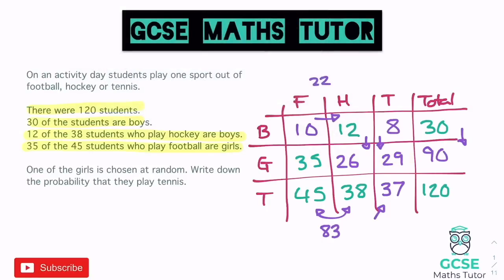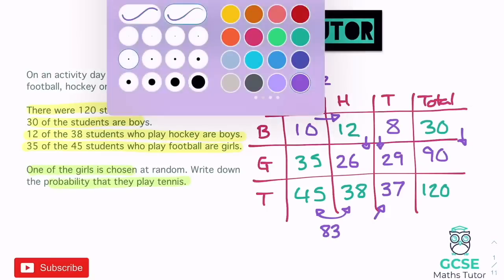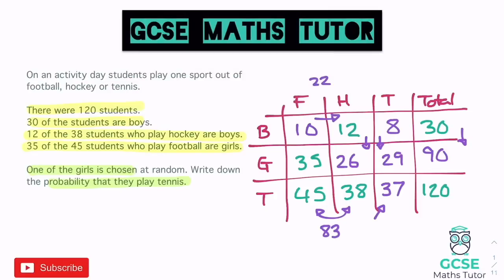And then let's have a look. It says one of the girls is chosen at random. Okay, so one of the girls is chosen. Write down the probability that they play tennis. Okay, so the language is different here, and this is important. It says one of the girls is chosen. So if we have a look, how many girls are there in total? There are 90. So one of those 90 girls is chosen. So our probability this time is going to be out of 90. Just got to watch out for the language there.